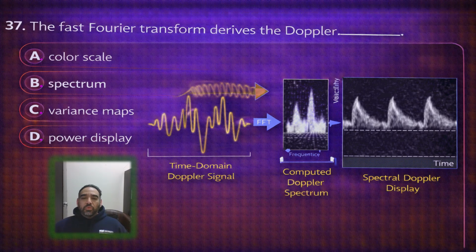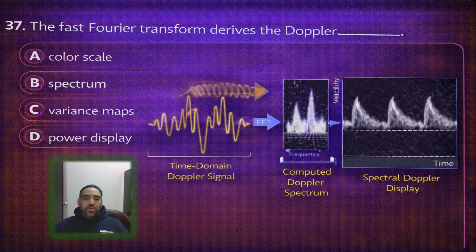So without FFT, you wouldn't get the velocity versus time graph. Now let's look at why the other answers are wrong. The color scale. Color Doppler uses autocorrelation processing and mean frequency estimation. So it does not use FFT for the color scale. The other answer, C, variance maps. This is wrong because variance imaging also uses autocorrelation methods, not FFT. And the last answer, D, power display. Well, power Doppler measures amplitude or signal strength, again derived from autocorrelation processing, not FFT spectral decomposition.